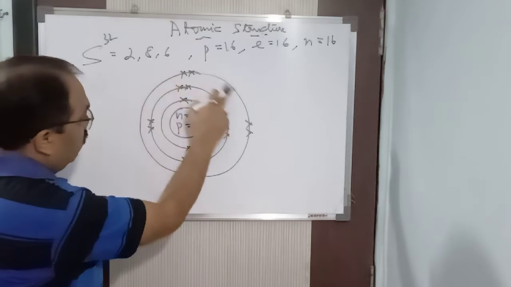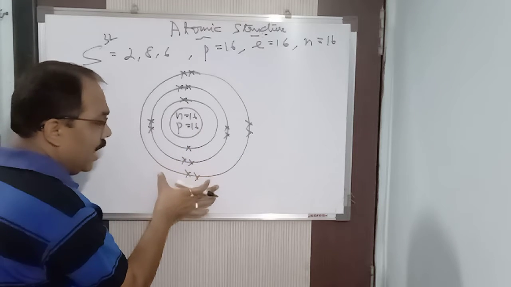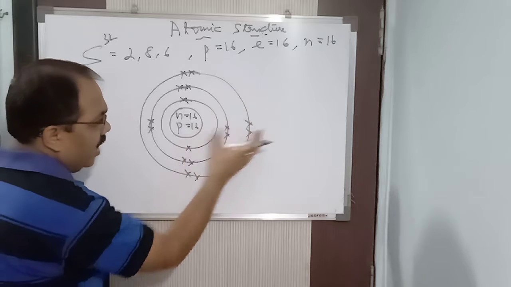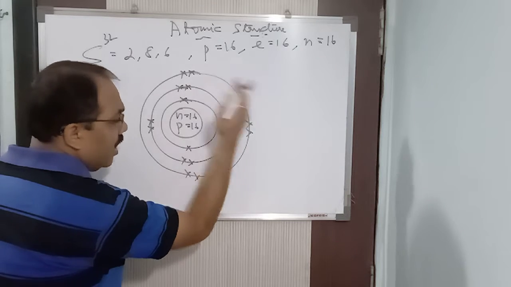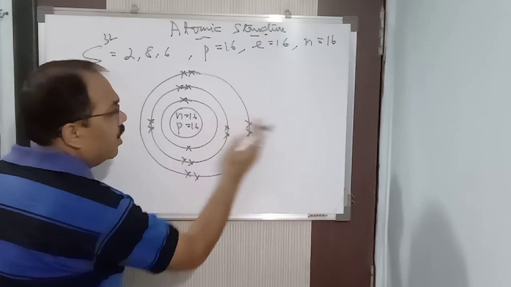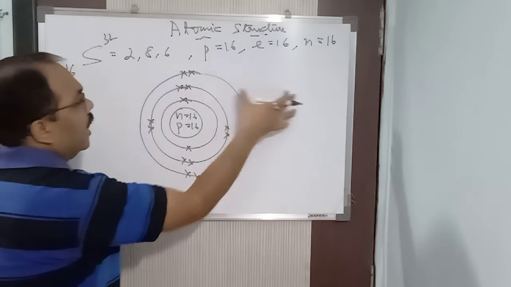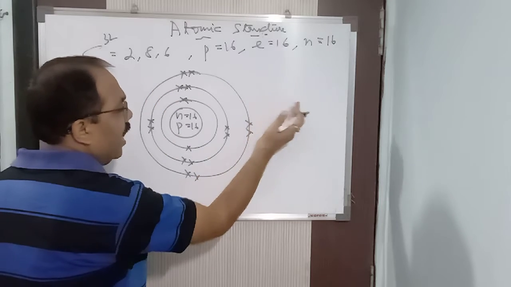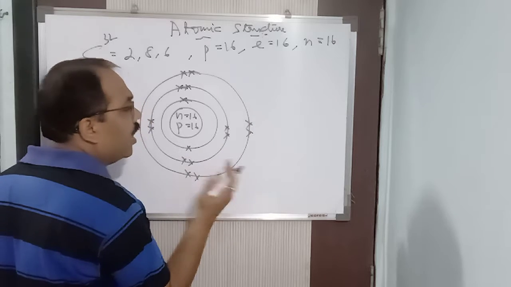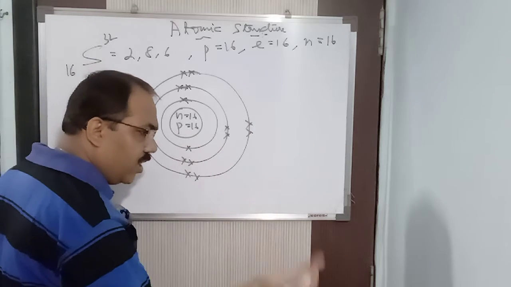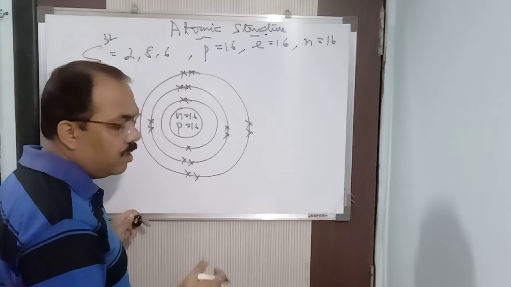The electrons in the outermost shell are known as valence electrons. When the valence electrons of one atom and another atom come closer to each other, what happens? Either the transfer of electrons takes place or the sharing of electrons takes place. Again I repeat, let us say I have taken sulfur and oxygen. When the valence electrons of sulfur and oxygen come closer to each other, either transfer or sharing of electrons is going to take place.